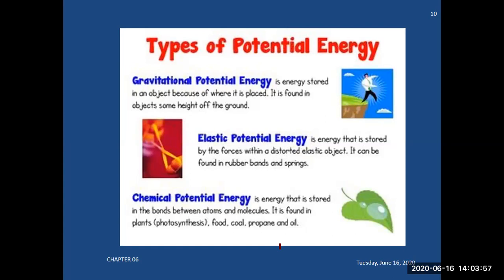These are the different examples where chemical energy is stored, in the form of a battery, in the form of a cell, and thousands of other examples where chemical energy is stored in the body. Our body also has different types of chemical energy stored in it.